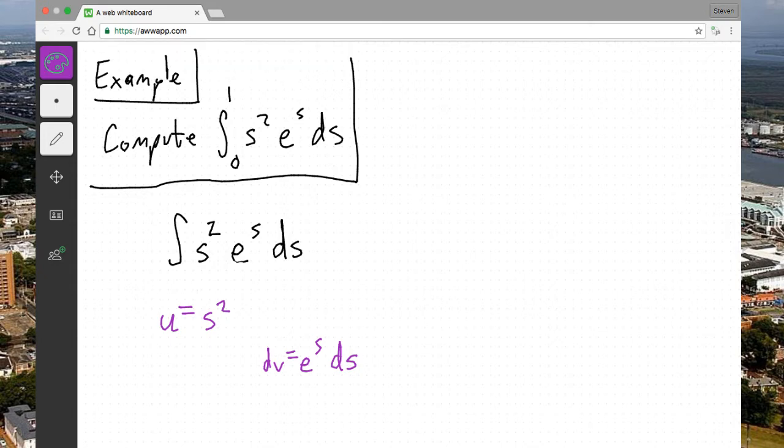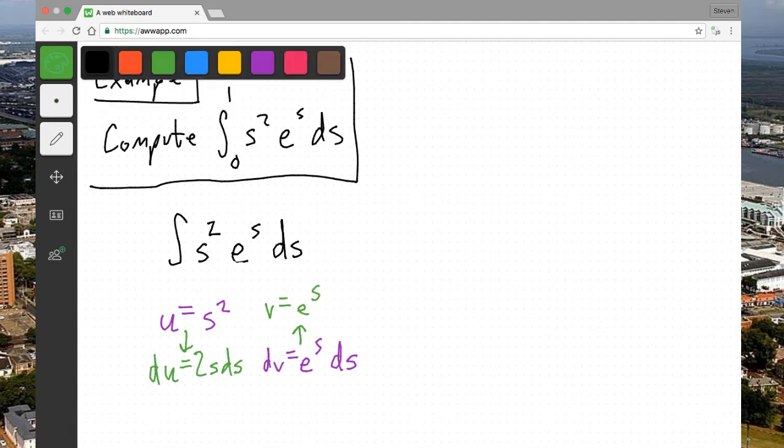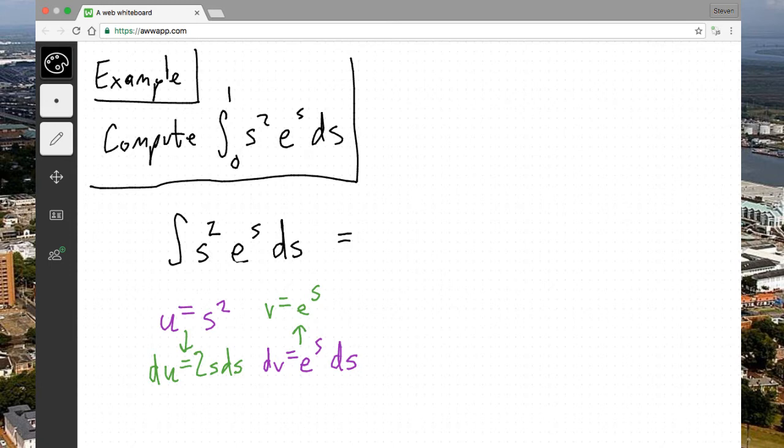And then, what does that give me for du? Well, I'll take the derivative of s squared to get 2s ds. And then I'll anti-differentiate e to the s, which is its own derivative and integral. And now I can plug it all in to the formula, u times v minus the integral of v du.